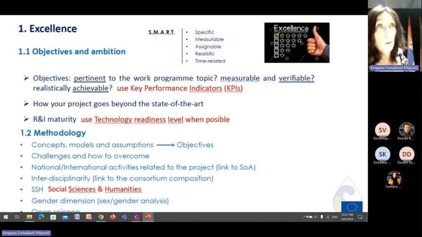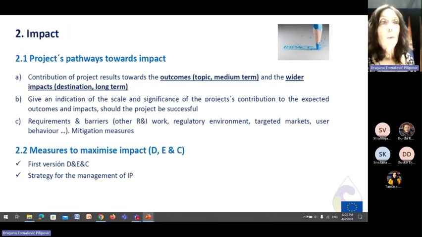Gender dimension is also very important, and we will see when we talk about evaluation why they are so important. And open science. You cannot read it very well, but open science is another point that you have to describe. Science should be open and available to everybody. Any question? Right, so I go on. Right, impact. Well, we saw a little bit what impact is about.